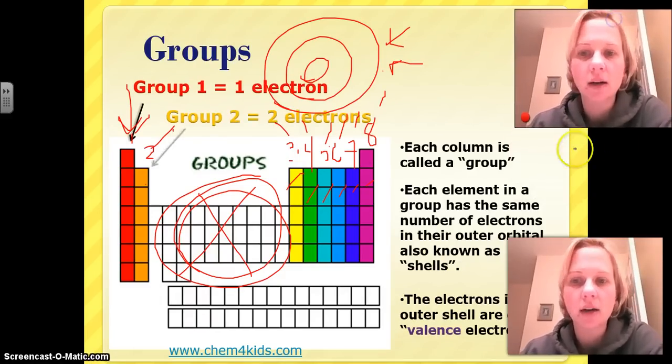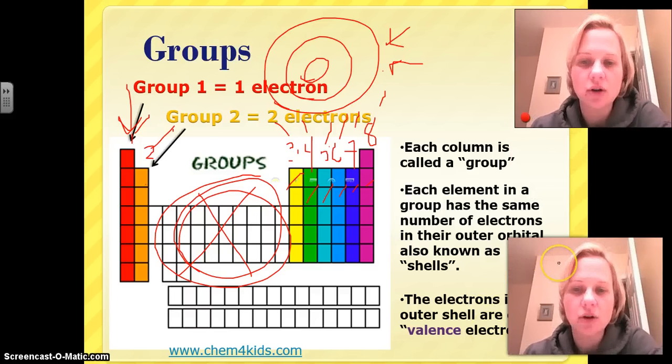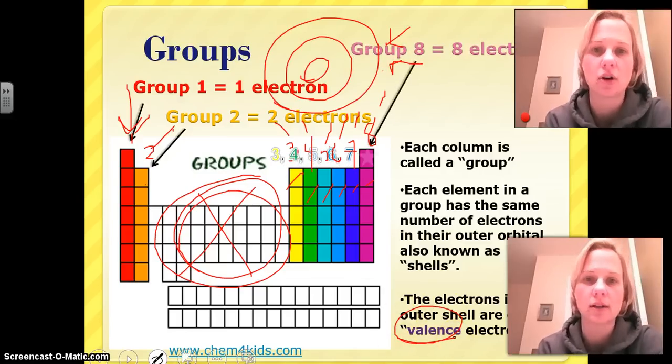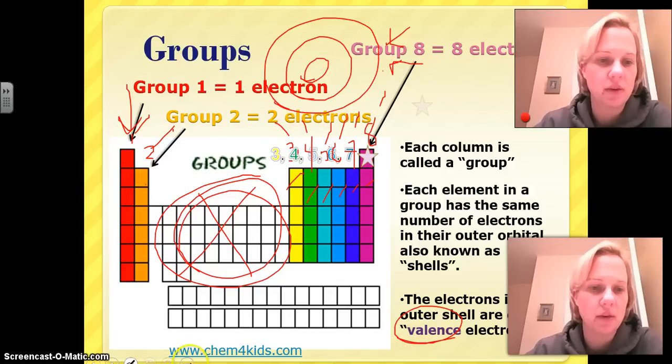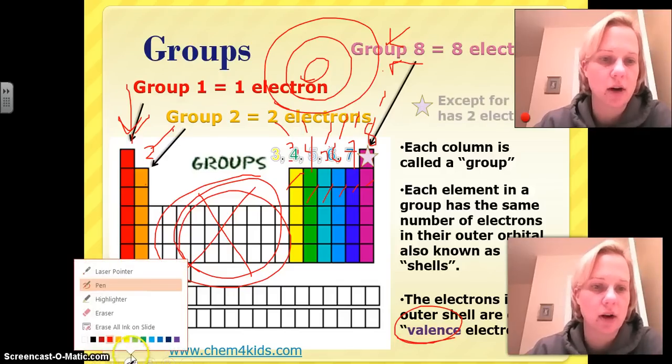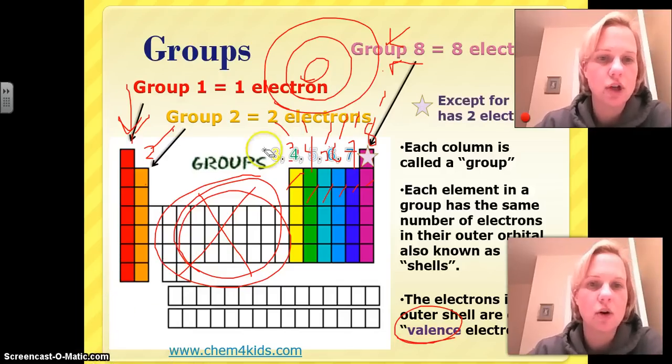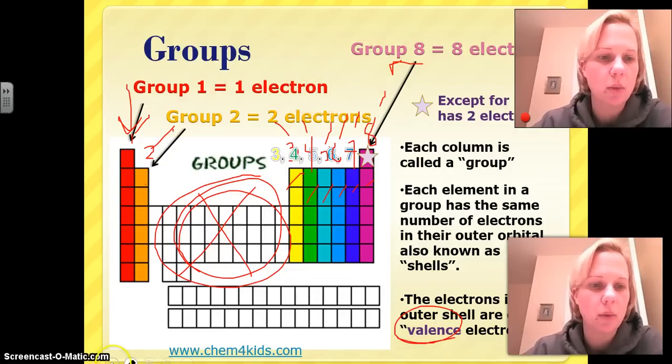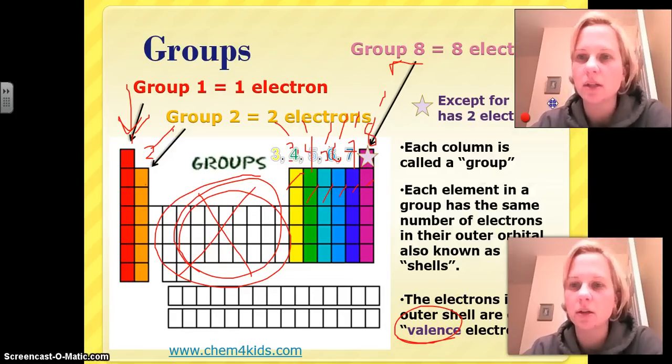The electrons in the outer shell are also known as valence electrons. That's another piece of information. They're known as valence electrons. It's a term that's going to come back up when we do a lot of the stuff that we do.